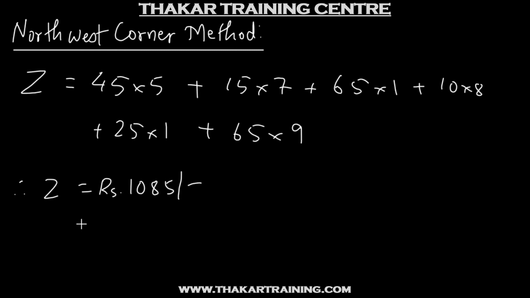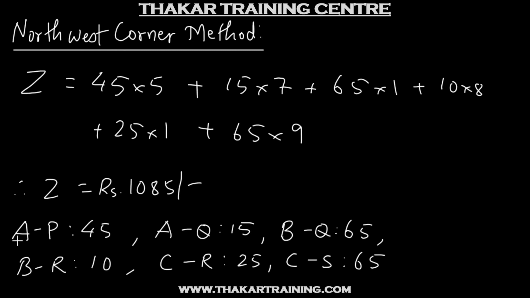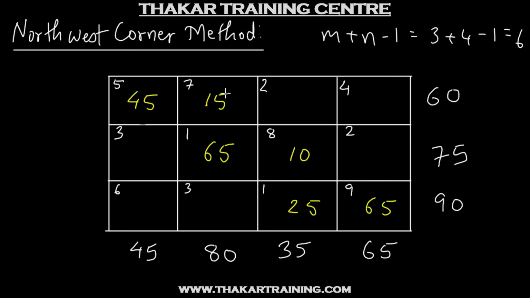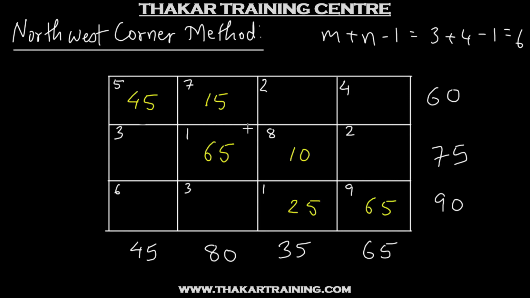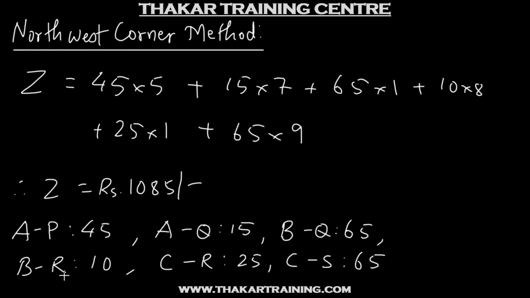And we can write down the allocations made are, so from source A to destination P, we supply 45 units. From source A to destination Q, we supply 15 units. From source B to destination Q, 65 units. And likewise, we have the other allocations listed over here.